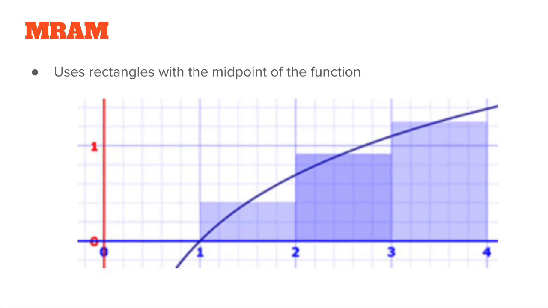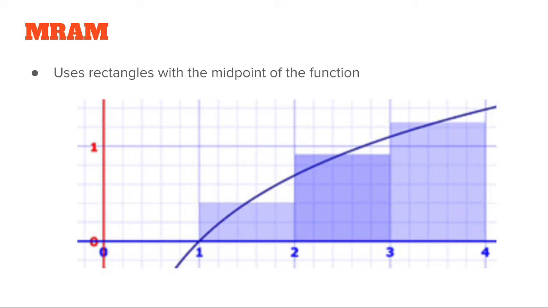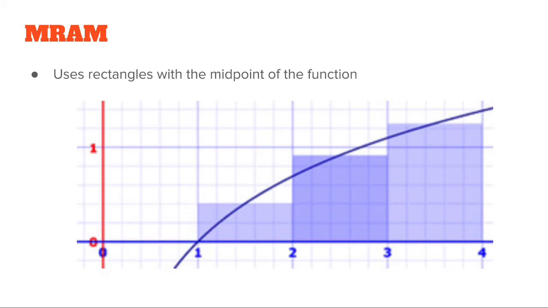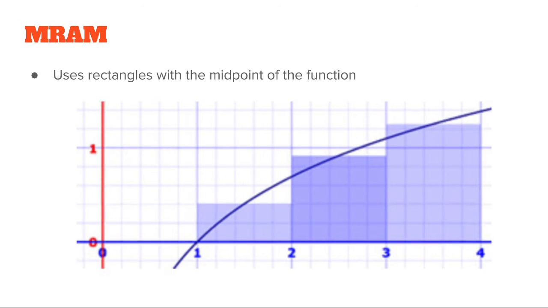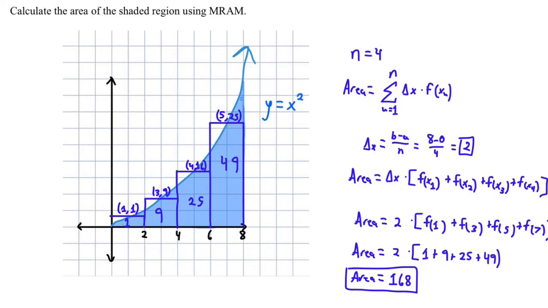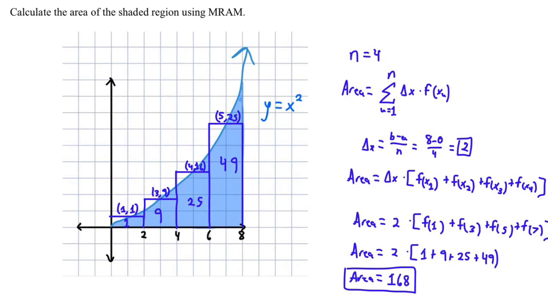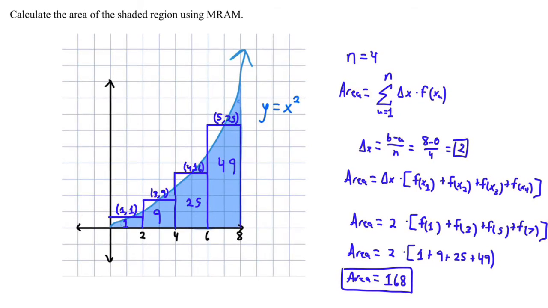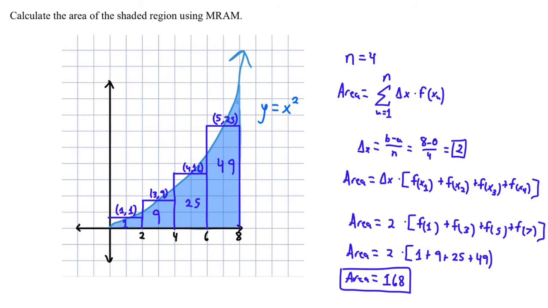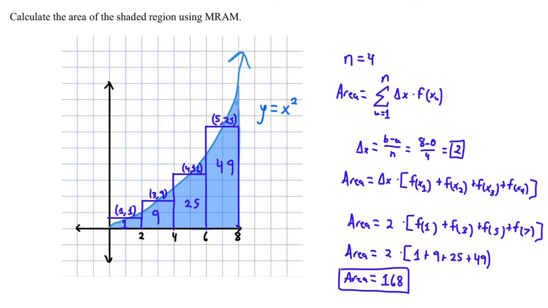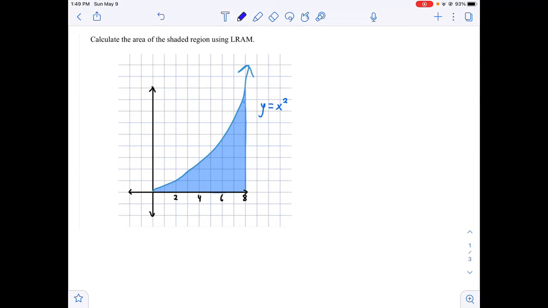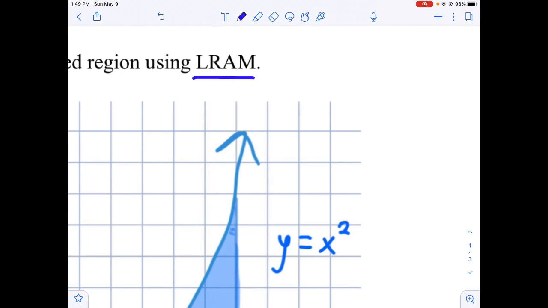MRAM is similar to RRAM and LRAM, except it uses the midpoint for each rectangle, so it tends to be very close to the actual area of the shaded region compared to RRAM and LRAM. As you can see in the diagram, it covers up a similar space to the shaded region compared to RRAM and LRAM, and it also has a kind of mid area between the RRAM and LRAM values.